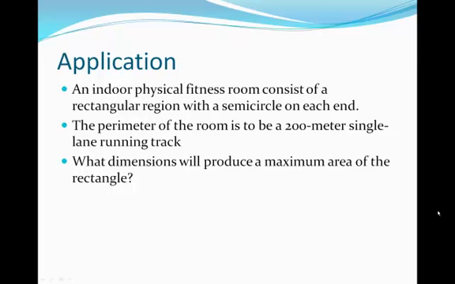In our next example, we're going to have to start building our quadratic equation from some certain bits of known information throughout the problem. In this one, we have an indoor physical fitness room consisting of a rectangular region with a semicircular track on each end. Now, the perimeter of the room is to be a 200-meter single-lane running track, so it'll run around. And we want the dimensions of the rectangular area to have a maximum area, so to be as large as possible.